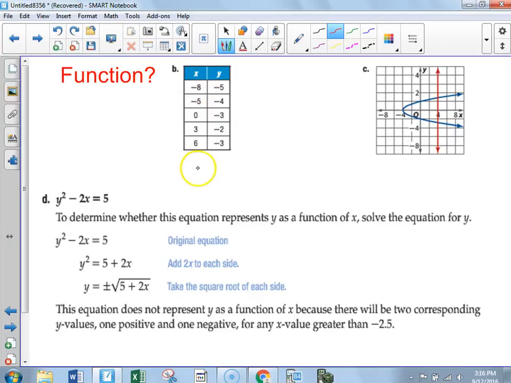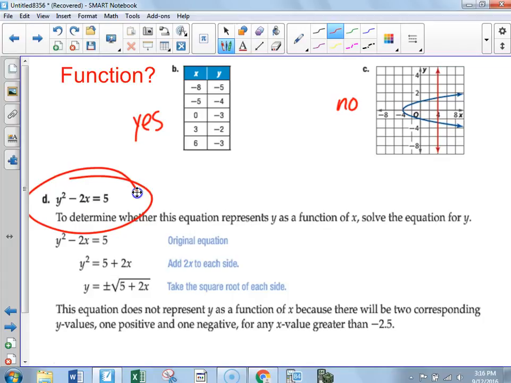Is this one a function? Yes, none of the x's repeat. A couple of the y's repeat, but the x's don't. What about this one? I don't know if you have this or not. This one had the parabola here crosses, a vertical line will cross it more than once, so it's no.